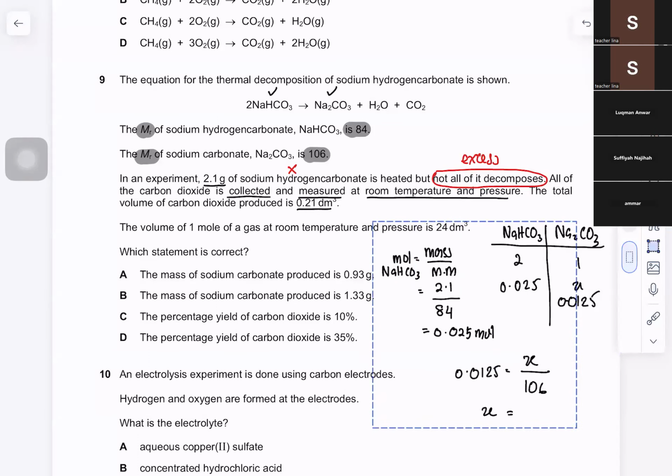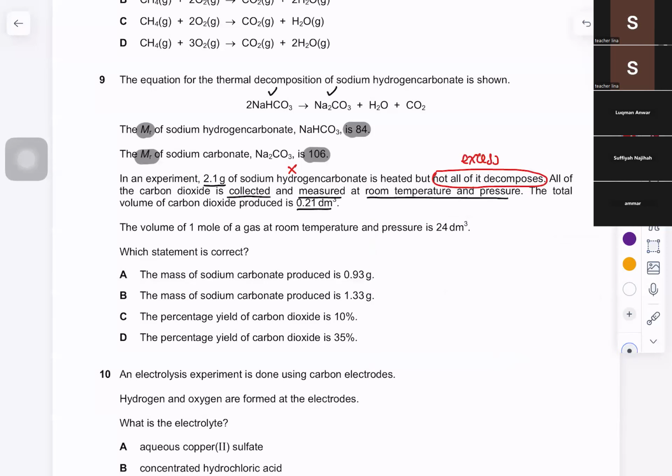This one wrong. Tapi dia kata of all the carbon dioxide is collected and measured at room temperature and pressure, the total volume of carbon dioxide produced is 0.21. So then you can relate antara carbon dioxide and sodium carbonate. Okay, sodium carbonate. Sebab saya tak perasan this one. Not all decompose maksudnya like some in excess. It will not do the reaction. Okay, so is it clear, sah?